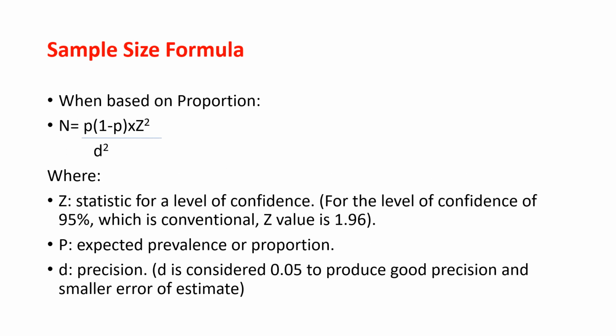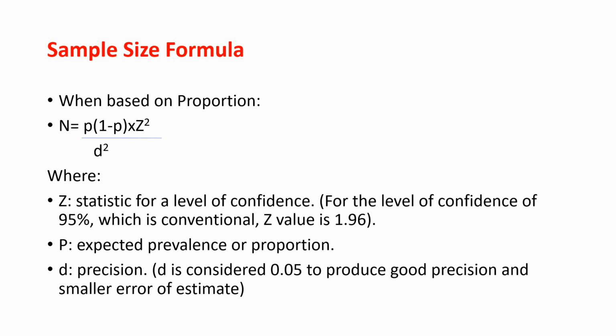Now when it is based on proportion, where you have only the prevalence or something like that, then the sample size is calculated as n equals p into 1 minus p multiplied by z squared divided by d squared, where again z is the statistic for a level of confidence, p is the expected prevalence or proportion, and d is the precision.